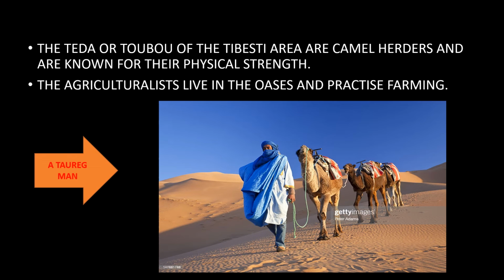The Teda or Tubu of the Tibesti area are camel herders and are known for their physical strength. The Tubu are a Saharan group of people, an ethnic group inhabiting northern Chad. The agriculturists live in the oasis and practice farming, since they are associated with agricultural activities. If you see this picture of a Tuareg man, this is the kind of clothes they wear, and you can see the robe and clothes are blue in color.